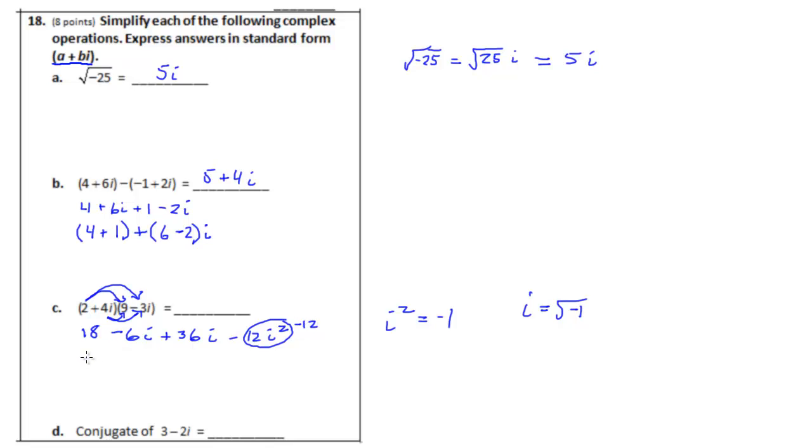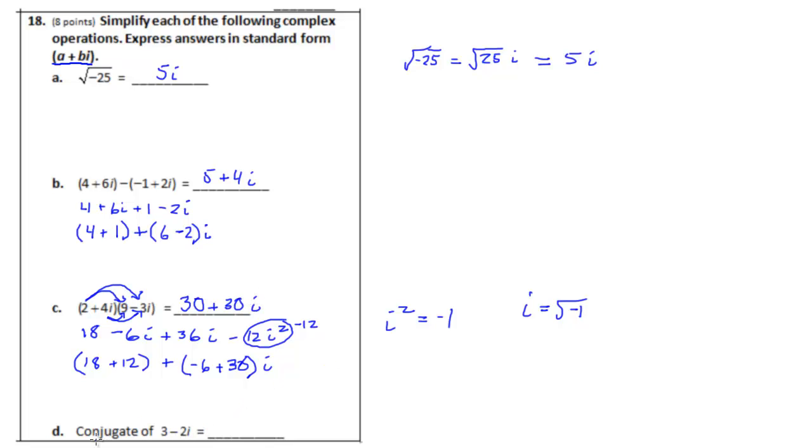So pulling together my real parts, I've got 18. This last term is plus 12, plus -6 plus 36i. And so 18 plus 12 is 30, and -6 plus 36 is plus 30i.